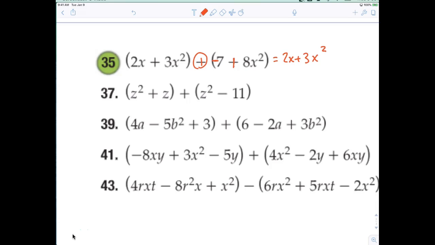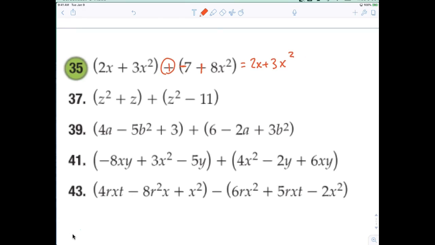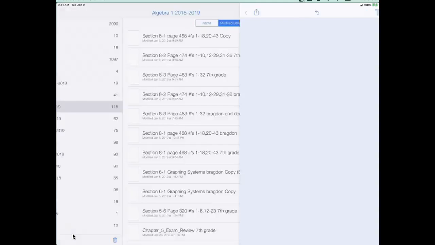All right? So then you have plus 8x squared minus 7. You agree with that? Then just combining terms here, that gives you 11x squared plus 2x minus 7. Make sense? All right. Now we'll go ahead and get started with today.